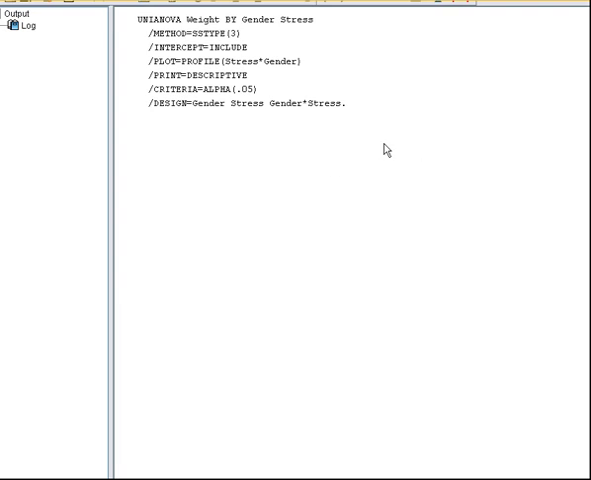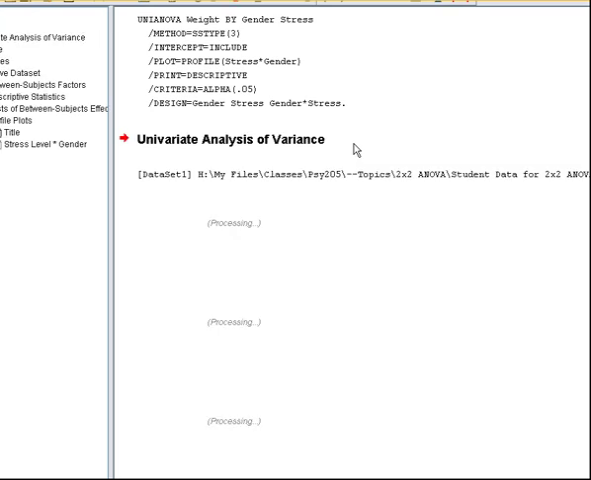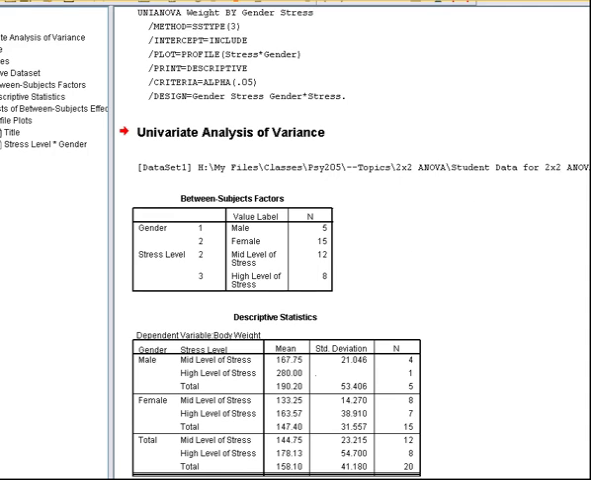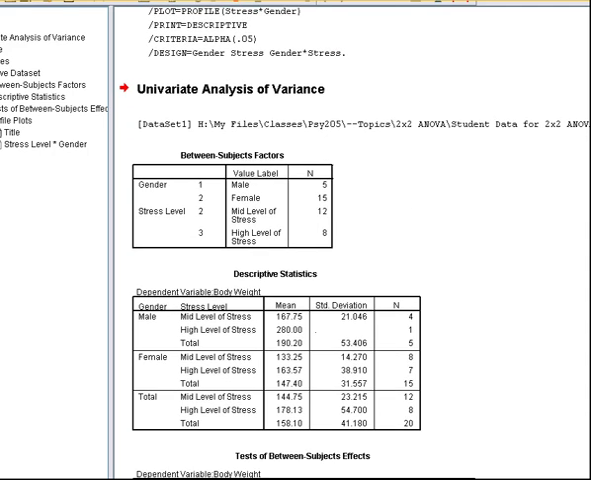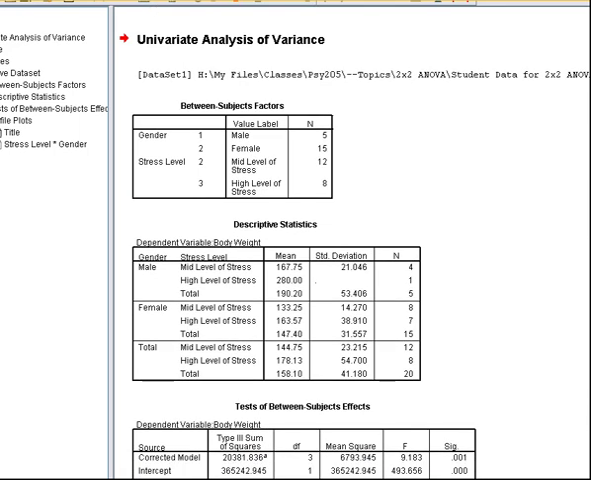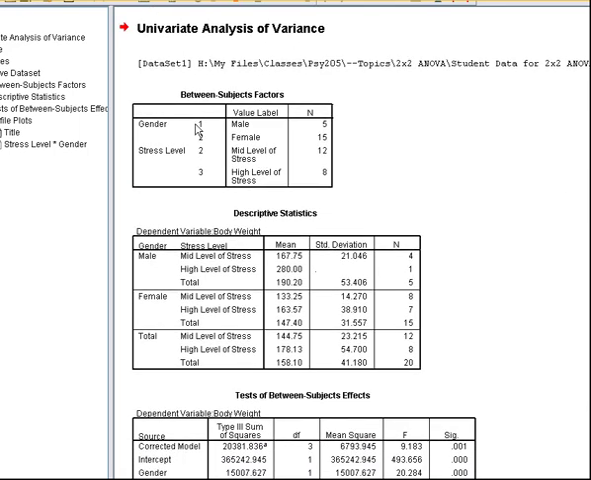SPSS is going to give us the output. The output will allow us to evaluate whether the difference in weight between males and females is statistically significant, whether the difference between mid and high level stress people is statistically significant, and whether the interaction between gender and stress level is statistically significant. So up here we're told that we have 5 males and 15 females.